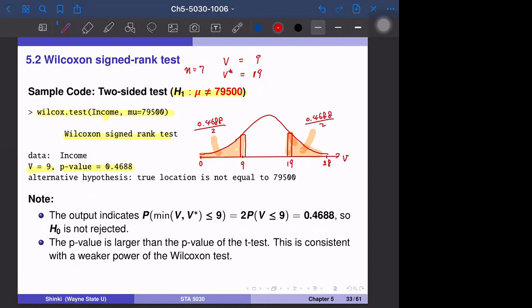So in this case, we don't reject the null hypothesis because the p-value is larger than alpha. Suppose alpha is 0.05, then we have a larger p-value than this. So we do not reject H naught.